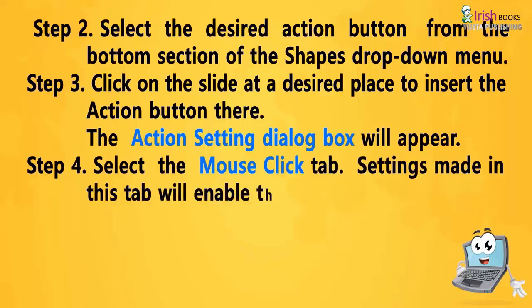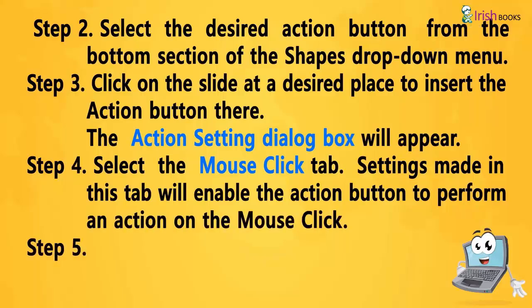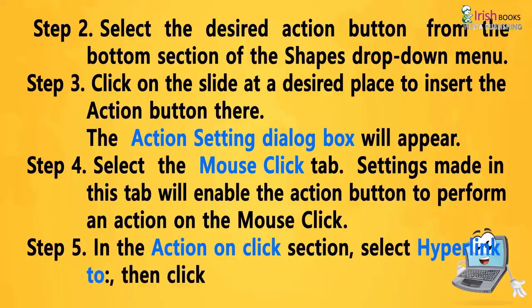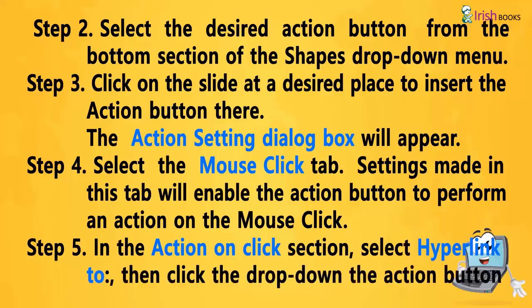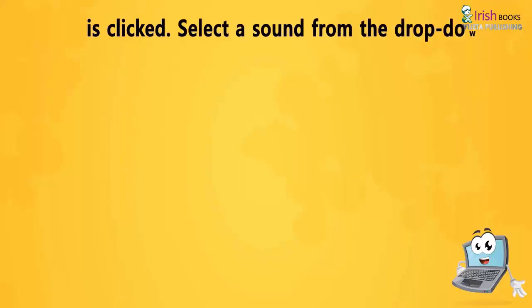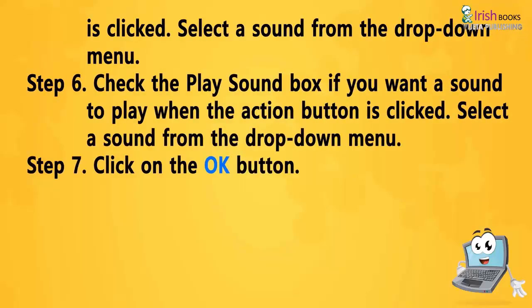Settings made in this tab will enable the action button to perform an action on the mouse click. In the Action on Click section, select Hyperlink to, then select from the drop-down the action to perform when the action button is clicked. Step 6. Check the Play Sound box if you want a sound to play when the action button is clicked. Select a sound from the drop-down menu. Step 7. Click on the OK button.